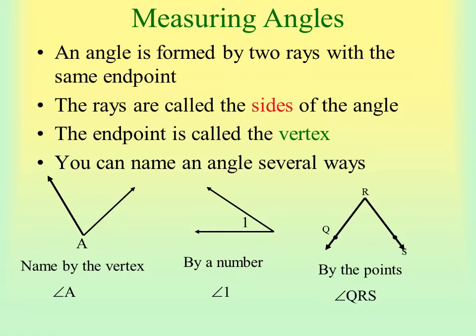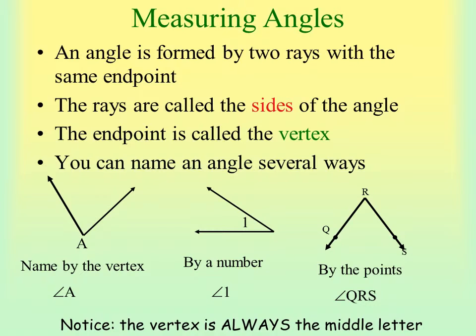So this angle here would be QRS. Notice that the vertex is always the middle letter. So R is the vertex of this angle, so R will always be the middle letter of the 3. You could also name this angle in the opposite direction, SRQ. But angles are always named by only 3 letters. So even if I had another point on this angle, I would still only name it using 3 of the 4 points.